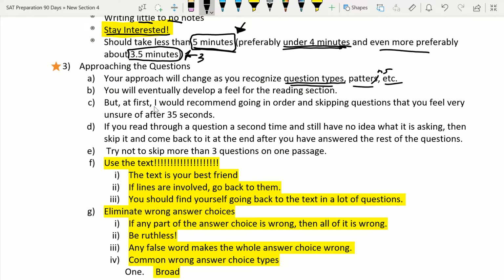Eventually, like I said, you're going to develop a feel for the reading section, and you'll have your own strategy, your own way of dealing with questions, and your own way of approaching each passage, because everyone is different, but there are commonalities that can be taught to help you improve your score.